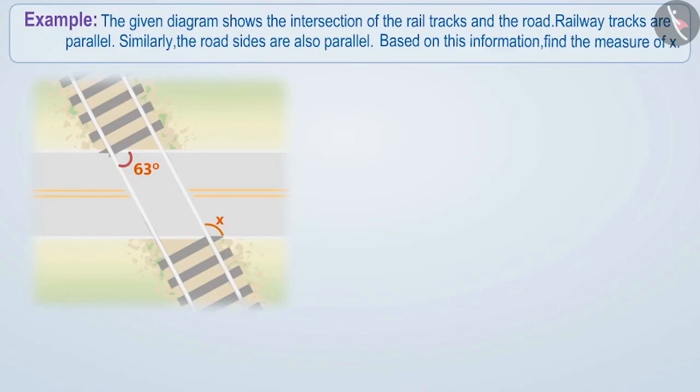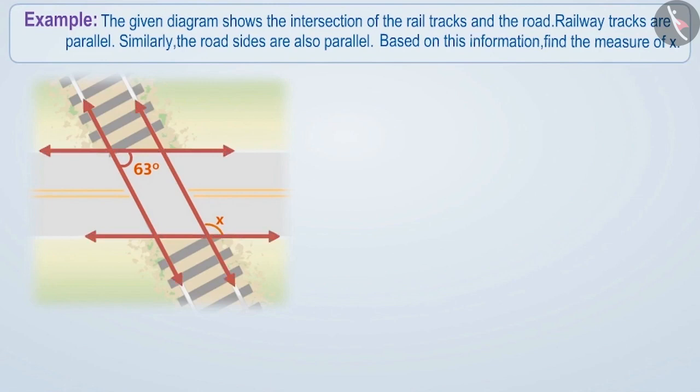Let's solve it. Here we can assume that the railway tracks and the roadsides go infinitely without meeting. So, we can represent them as parallel lines. To solve this question, let's name them after taking some points on the lines. Similarly, we will also name the points formed at the intersection. Here we are given that the angle QBD is equal to 63 degrees.